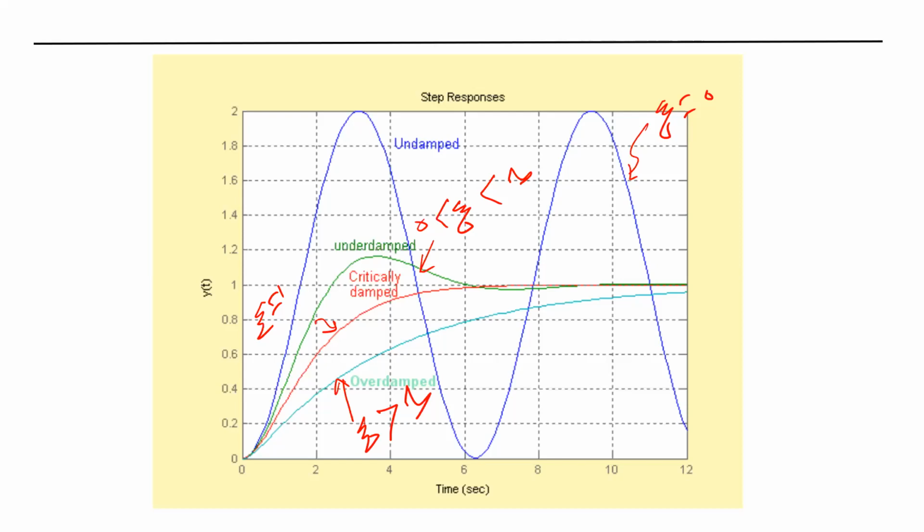So undamped is inconceivable, right? What do you mean? What I mean is that if it will sustain oscillations, it means the energy is infinite.